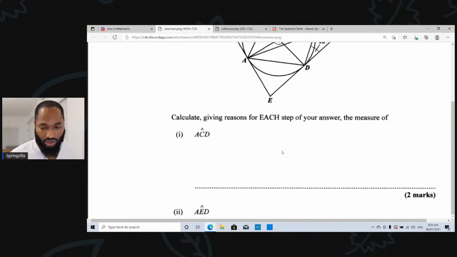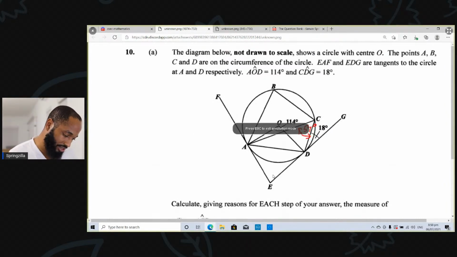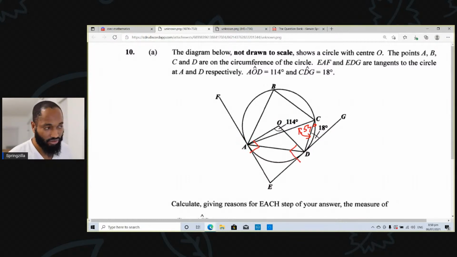The next one that I want us to find is AED. This angle over here. How are we going to find out? Well, if this is a tangent and O is the center, then this must be 90 and this must be 90. Tangents meet radius at 90 degrees.